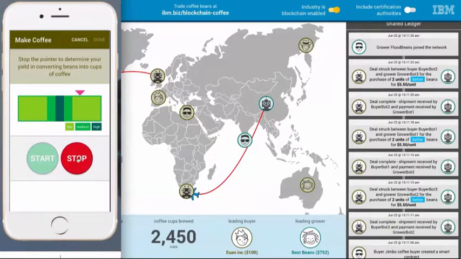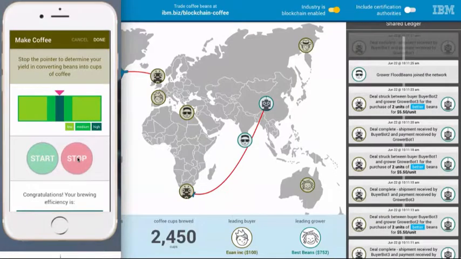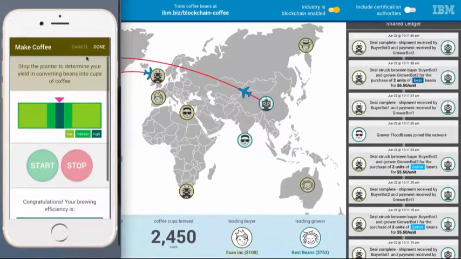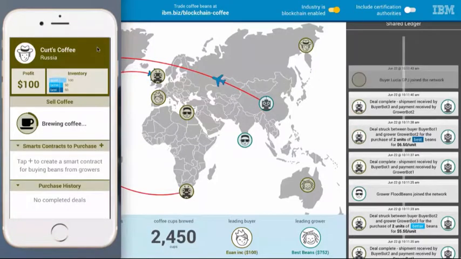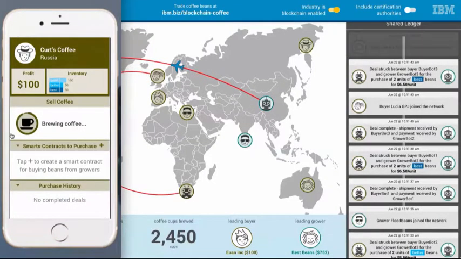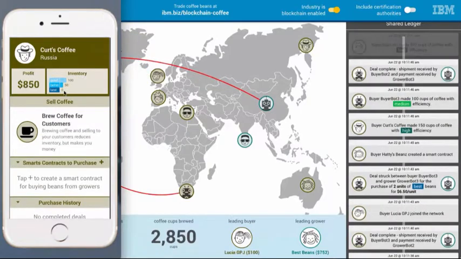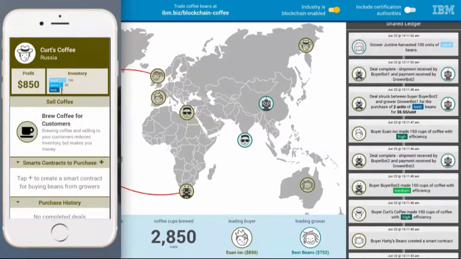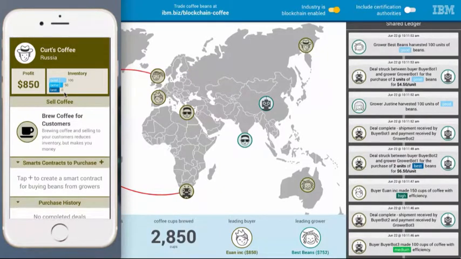If I try to stop that circle right on the middle. Hey, look at that, I was successful. I'm going to brew with high efficiency. When I tap done, here's my brewing cycle happening, and I have just converted 50 units of my coffee beans into profit. My profit jumped all the way up to $750 because I was brewing my best quality coffee beans, which I can sell for more per cup than my lower quality beans. And I did that very efficiently, so I had a multiplier effect based on how well I did at the game.